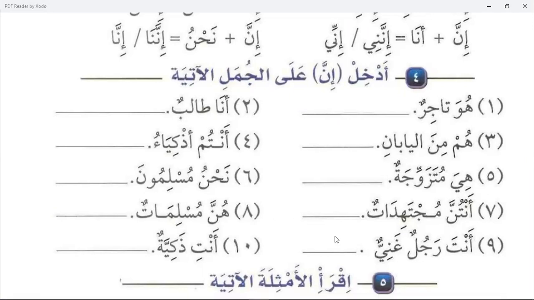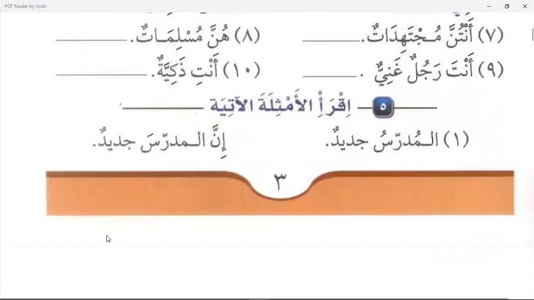Anta rajulun ganiyun. Innaka rajulun ganiyun. Sorry, anti. Again. Anta becomes innaka. Innaka rajulun ganiyun. Okay, next. Anti sakiyatun. Innaki sakiyatun.